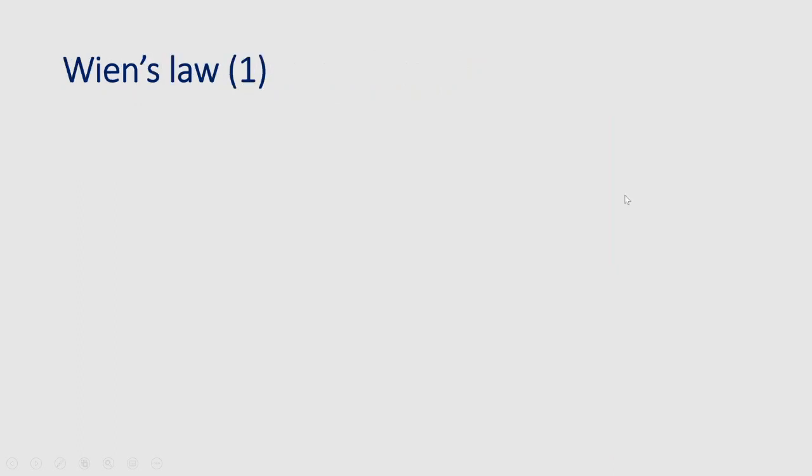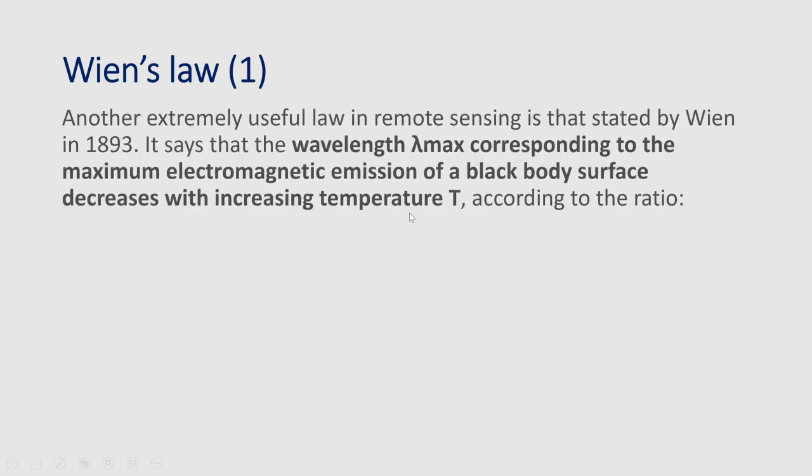All right, so we finish also the second law, so we are only missing two of the laws. Wien's law is very simple, because it is another extremely useful law in remote sensing, stated by Wien in 1893, so before Planck's law.